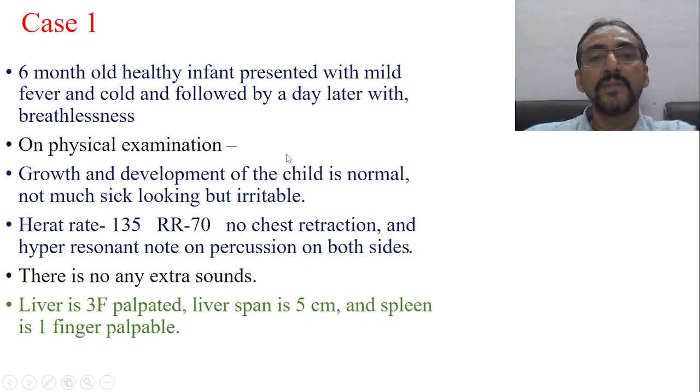Now just see heart rate 135 and respiratory rate 70, whether they are proportional to each other. No chest retraction is there, and a hyper resonant note is present on percussion on both sides. There is no extra sound. Liver is palpable 3 fingers in this 6-month-old baby, and liver span is 5 centimeters. The spleen is 1 finger palpable. Now this is the case, and now you have to answer.